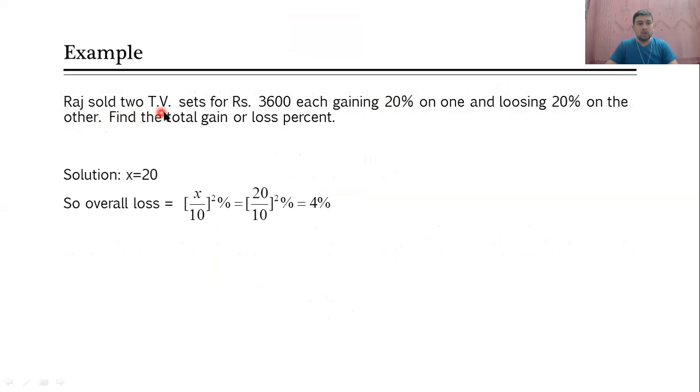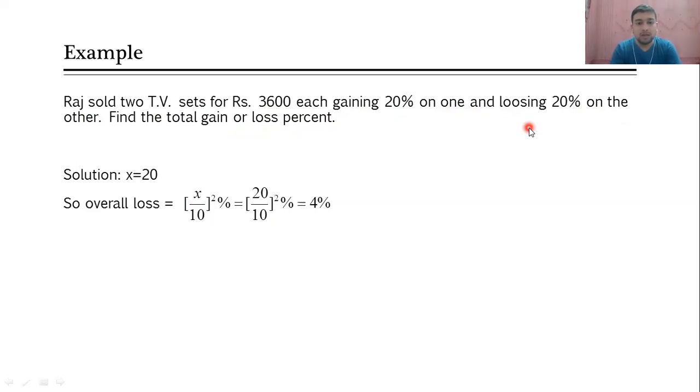Raj sold two TV sets. So there are two articles, two TV sets, for rupees 3600 each, gaining 20% on one and losing 20% on the other. Find the total gain or loss percentage. Again there are two TV sets. What is the selling price here? 3600. On one he is gaining 20%, on the second TV he is losing 20%.